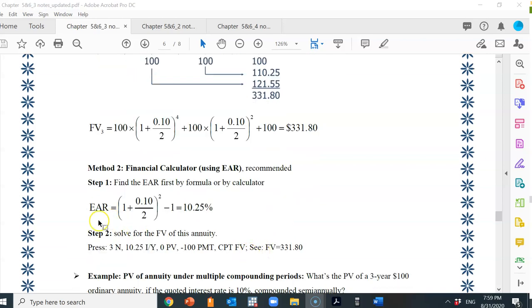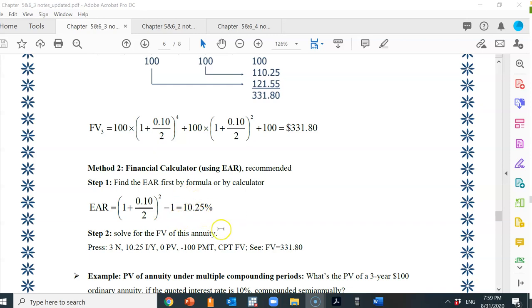We can first get the effective annual rate by using the formula or calculator. If we use the formula, it's going to be 1 plus the nominal rate 10% divided by m, 2 here, to the power of m, 2, minus 1. So our effective annual rate is 10.25%.